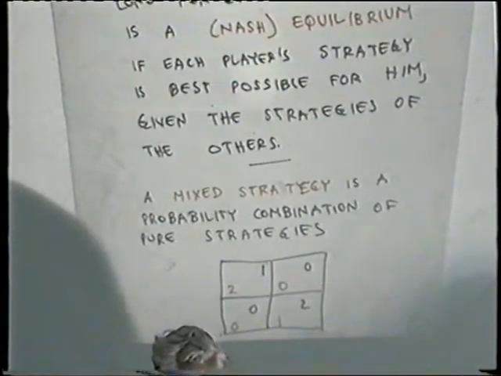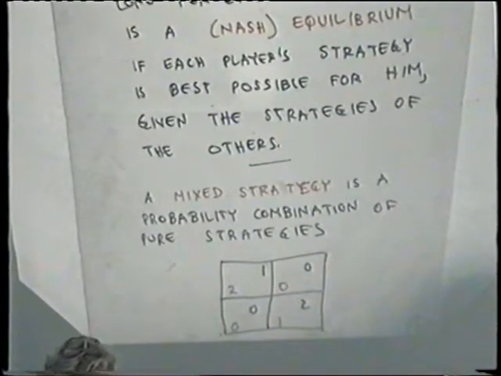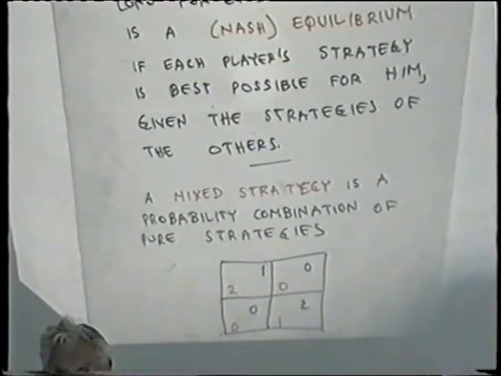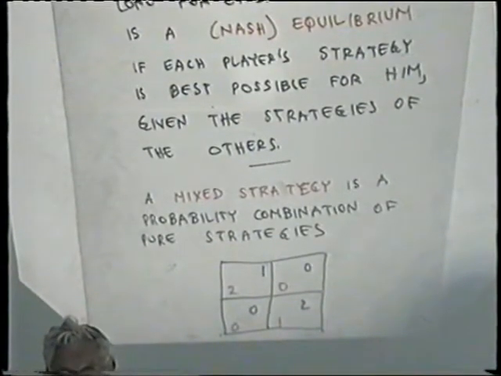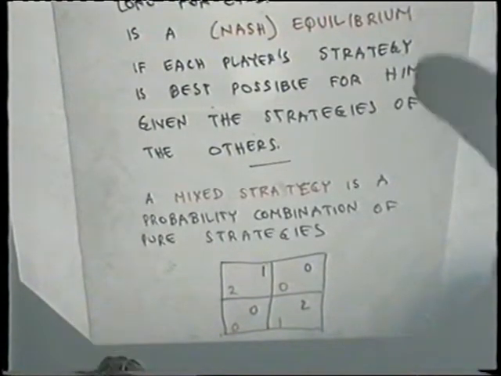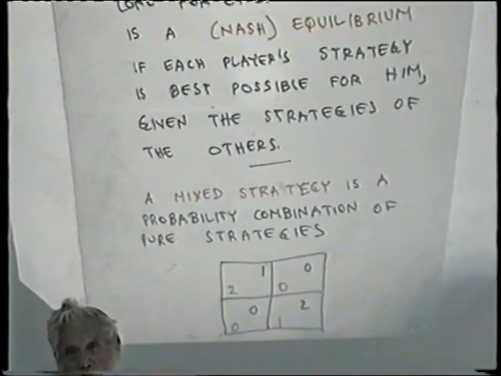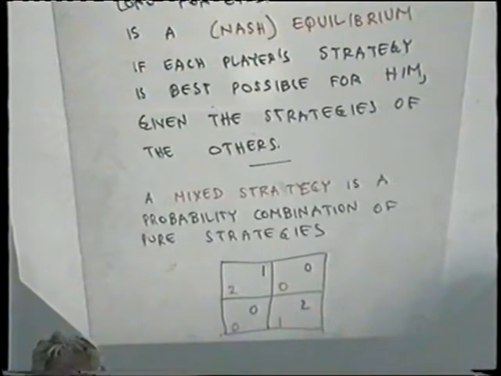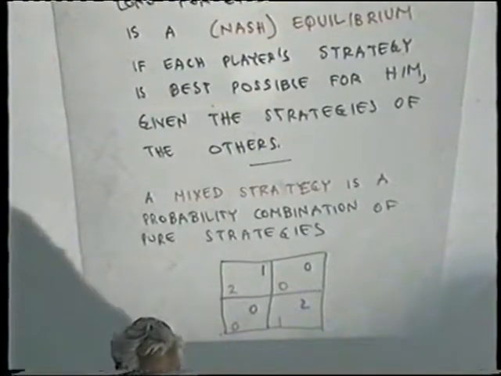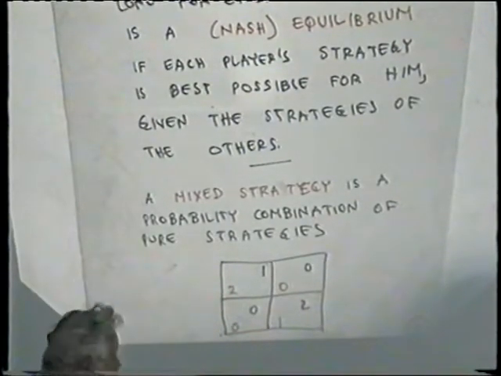A very important concept is that of a mixed strategy. That's a probability combination of pure strategies. This is a pure strategy. So a mixed strategy is a probability combination of pure strategies, which means I do this with a certain probability, that with a certain probability. Here's an example.